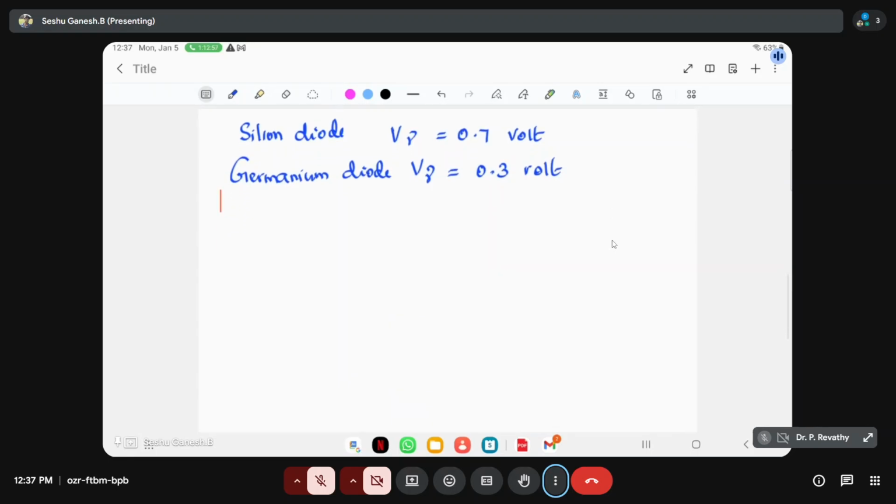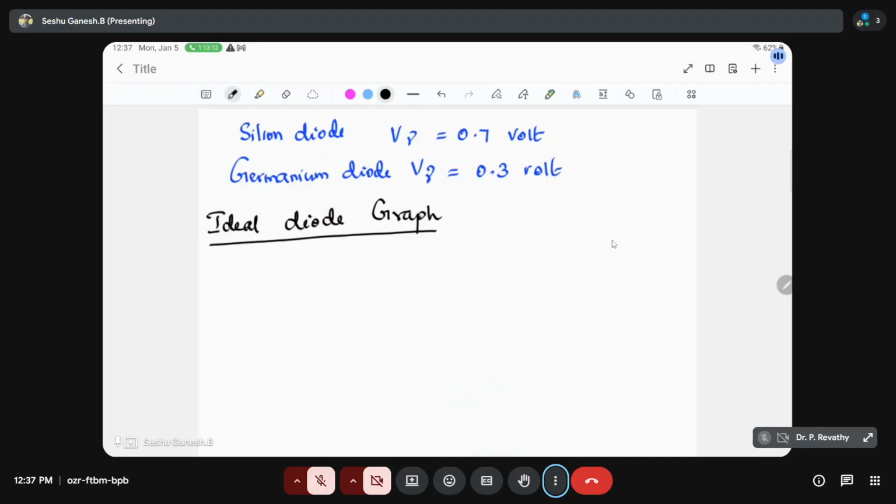So if we want to draw the ideal diode graph, then how can we do it? For an ideal diode graph, we have to consider there is no cut in voltage. We can draw in this way. For the ideal graph, this is going to be ID, and this is going to be VD.